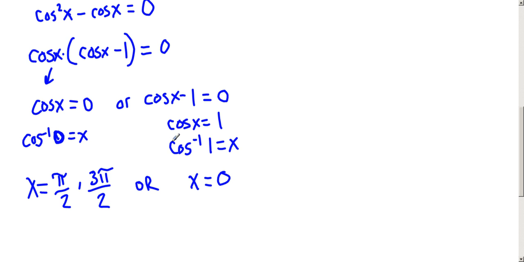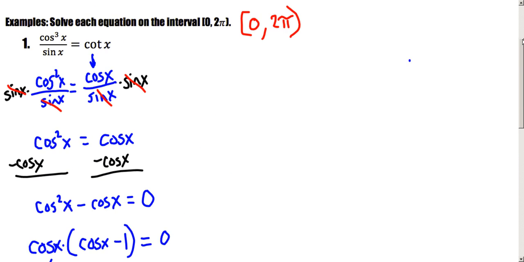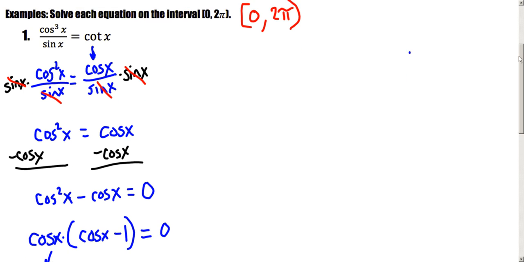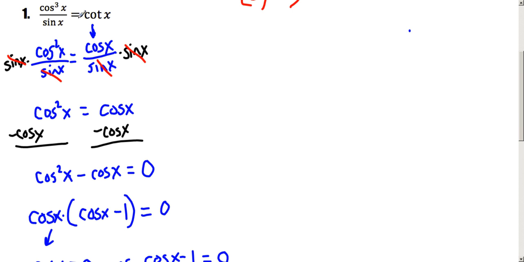Okay, so here's our 3 possible solutions. Now, again, going back up to the top, we didn't divide by a trig function. Now we want to check to make sure our answer works. Okay, so now here's the kicker. We've got a fraction with a trig function in the denominator. We know that we can never divide by 0. So we want to make sure none of our solutions allows this denominator to be 0.